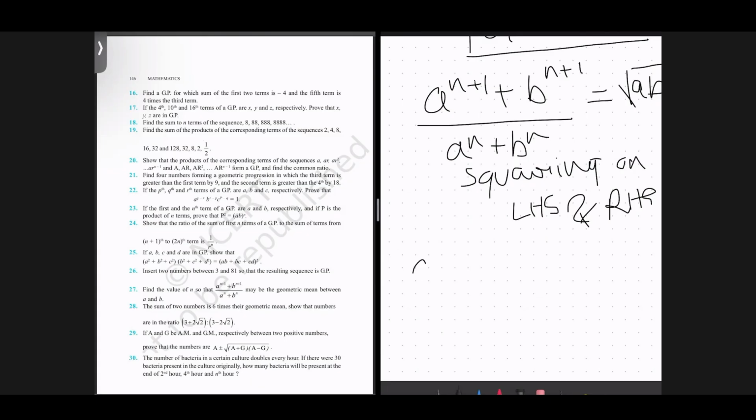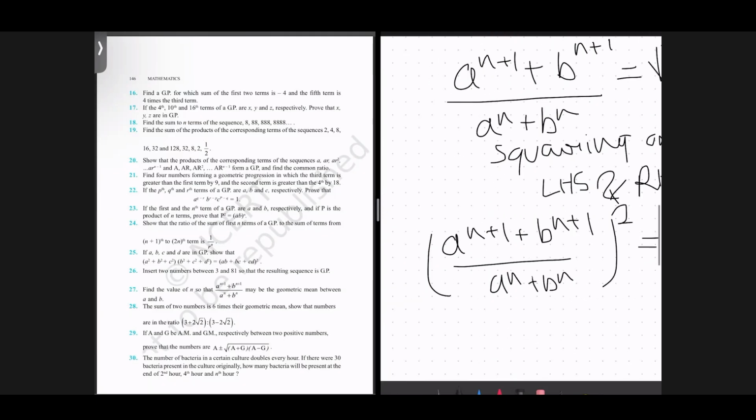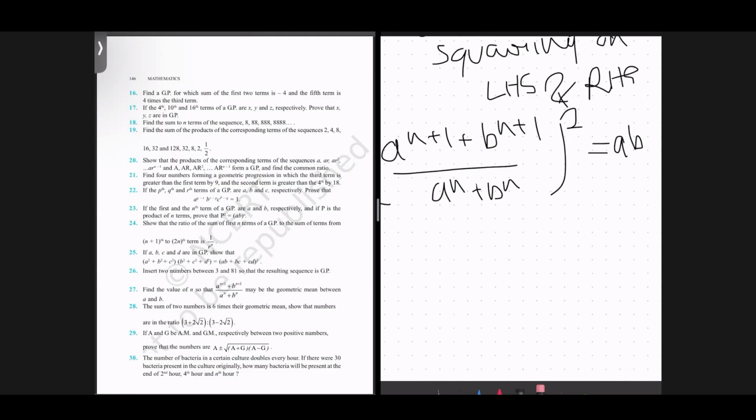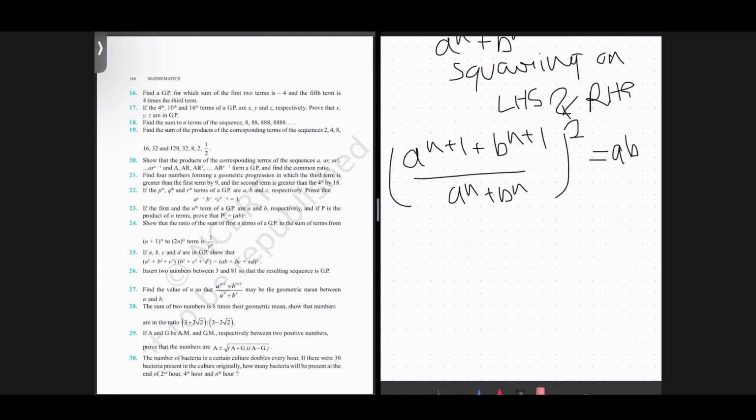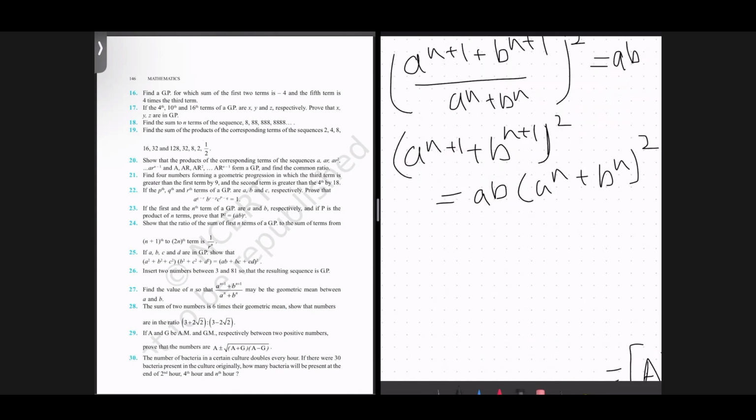In the LHS, you would have (a raised to the power n plus 1 plus b raised to the power n plus 1) upon (a raised to the power n plus b raised to the power n), whole square. And on the RHS, you have ab, because root ab squared is just ab. So what you are now left with is, let us cross multiply (a raised to the power n plus b raised to the power n) whole squared on both sides, and see what you are left with. So what we now get is (a raised to the power n plus 1 plus b raised to the power n plus 1) whole squared equals ab times (a raised to the power n plus b raised to the power n) whole squared. Correct.